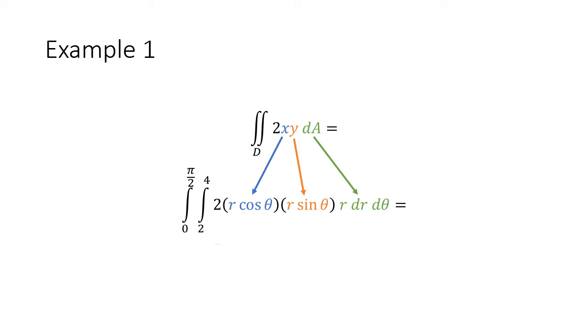What is x? Well, x is really r cosine theta. What's y? Y is really r sine theta. And then again, like I said, the most important part is that when we substitute for dA, we substitute the entire expression r dr d theta.